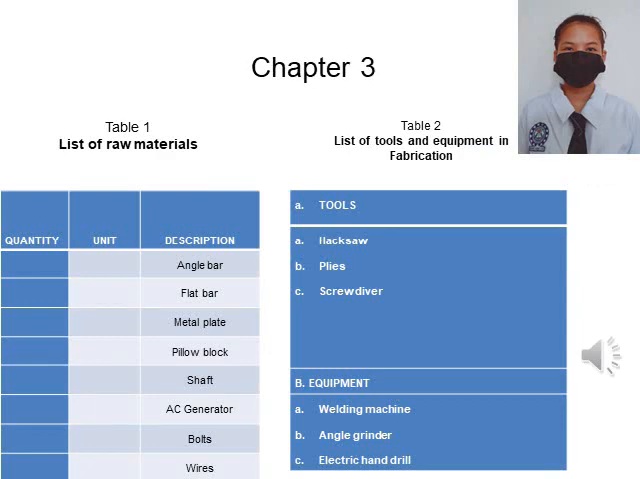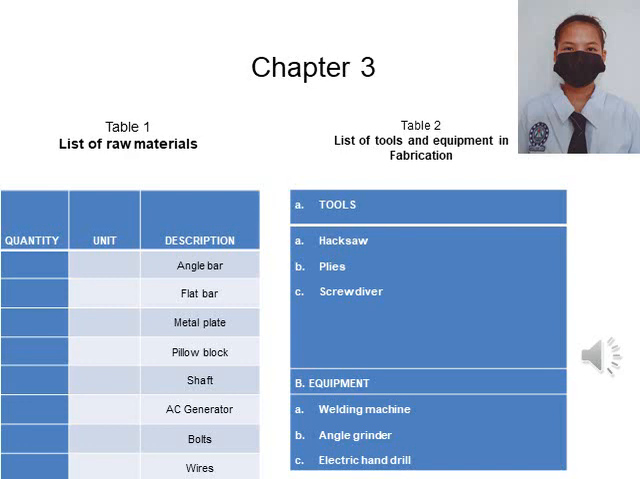Material and equipment list. In the tables shown below are the list of raw materials and equipment that will be used in constructing the proposed device. Table 1. List of raw materials. Angle bar, flat bar, metal plate, pillow block, shaft, AC generators, bolts, and wires.